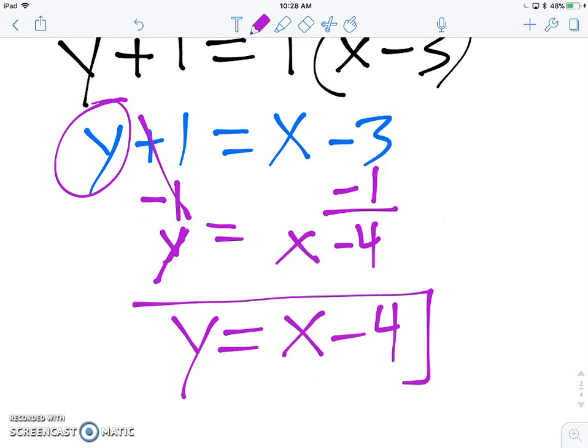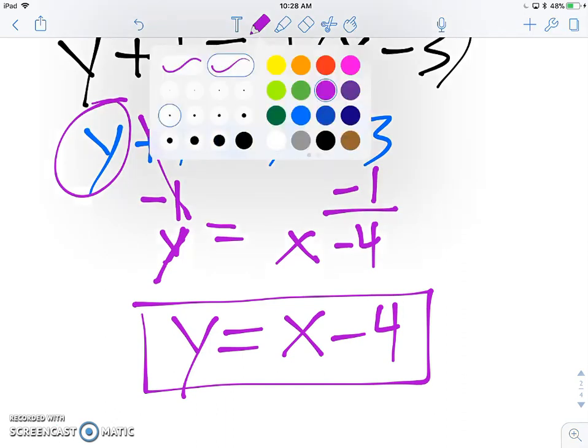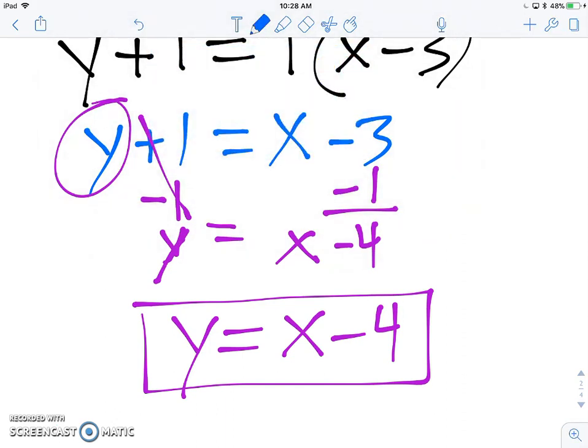That's slope-intercept form. Remember, there's no number in front of the x. It's understood that it's 1. So our slope is 1, and our y-intercept is negative 4.